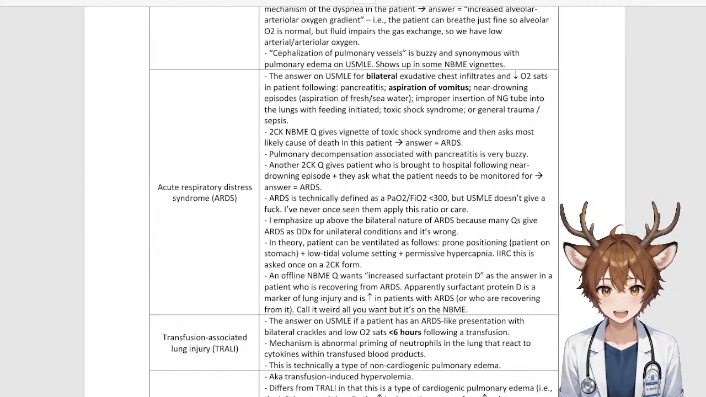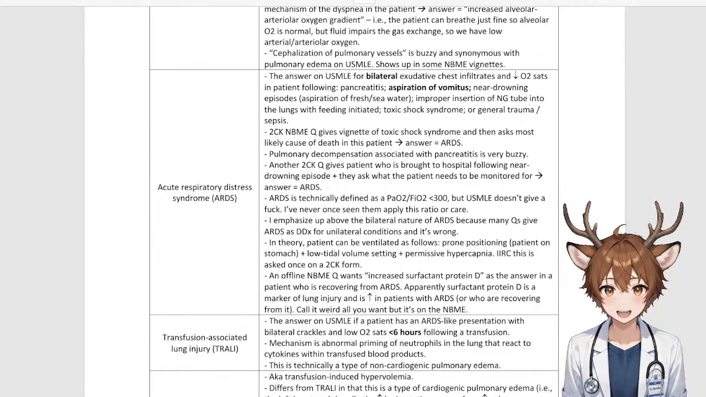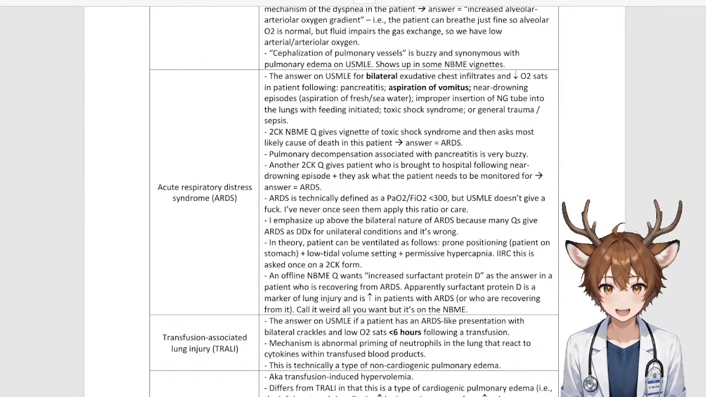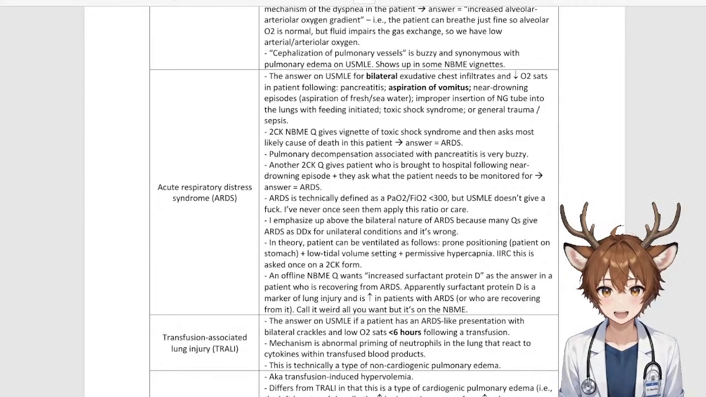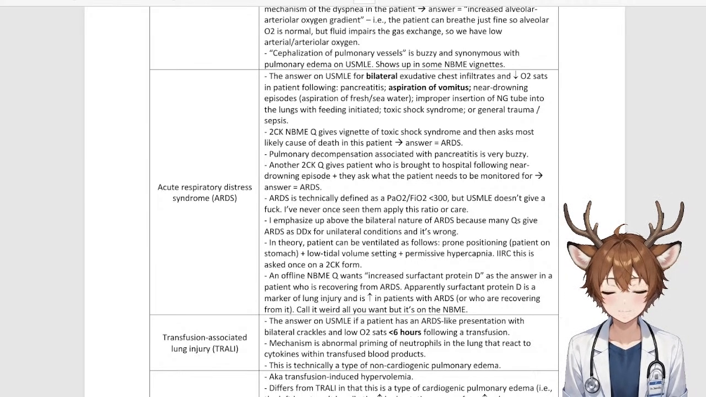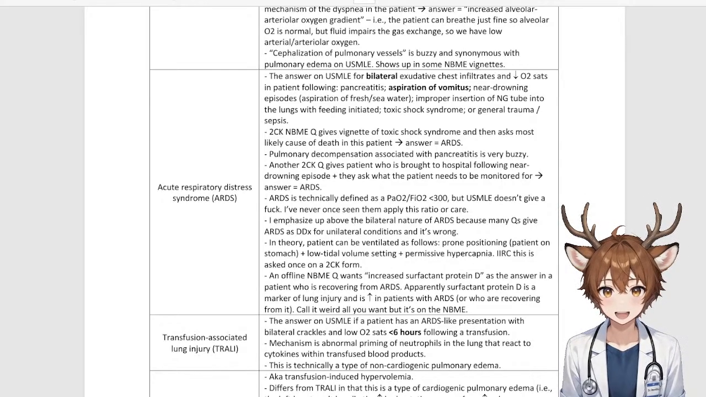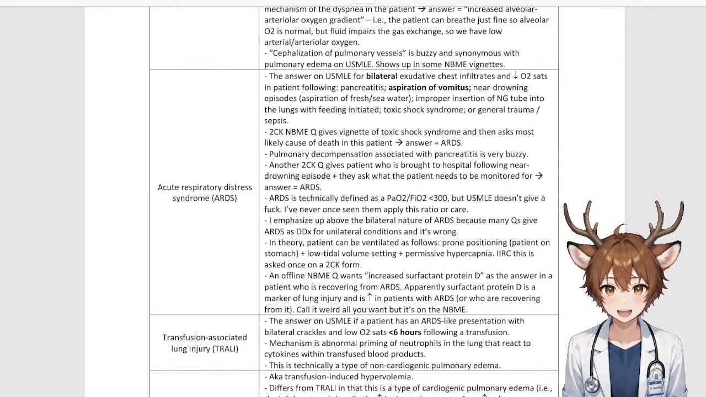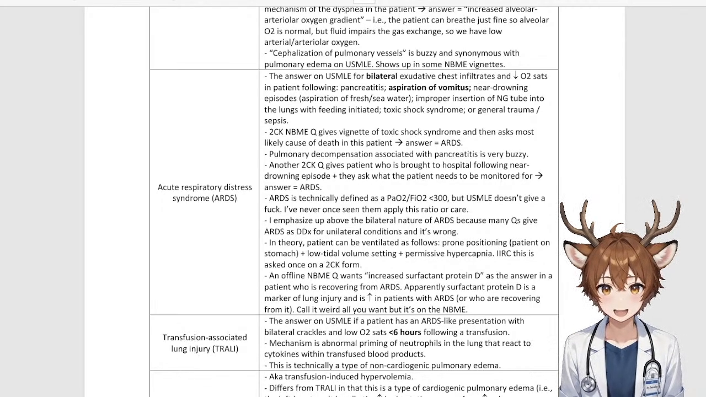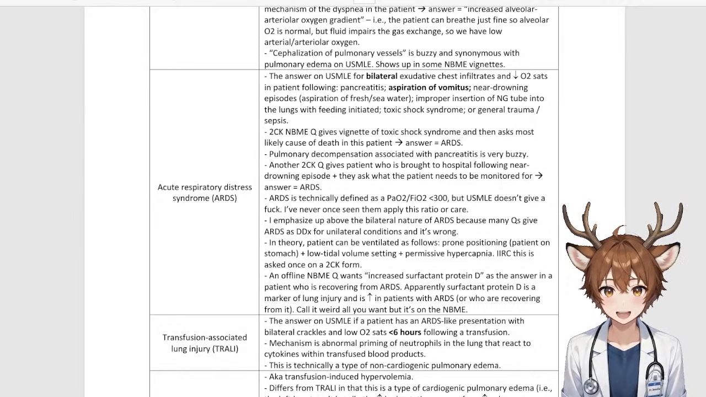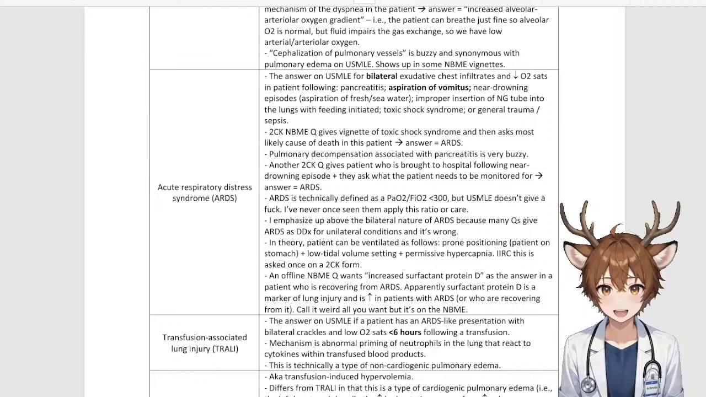Another 2CK question gives a patient who is brought to the hospital following a near drowning episode, and they ask what the patient needs to be monitored for. The answer would be ARDS. ARDS is technically defined as a PaO2 over FiO2 of less than 300, but the USMLE doesn't care. I've never once seen them apply this ratio or care.